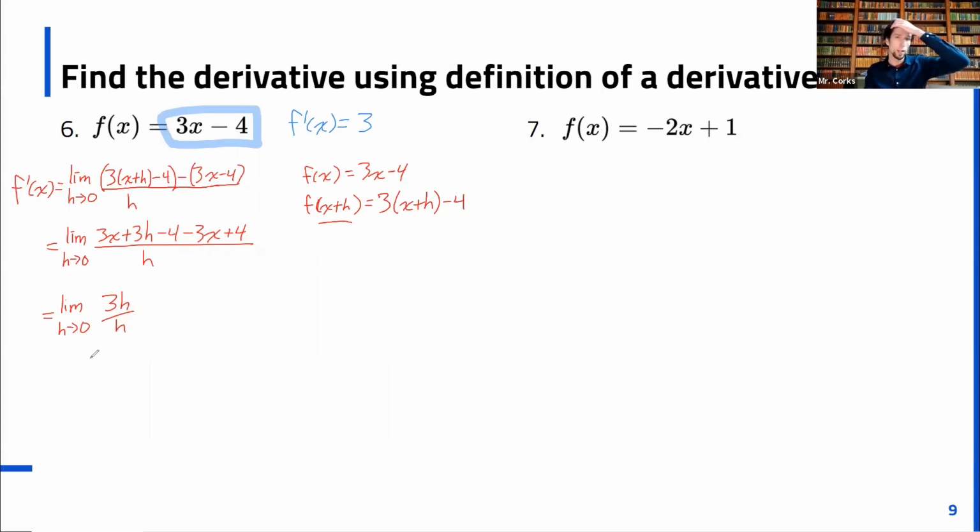Okay, what's our next step for eliminating? H will go with the H. Okay, so H divided by H, those just cancel each other out. So limit as H approaches zero of 3. And now what?